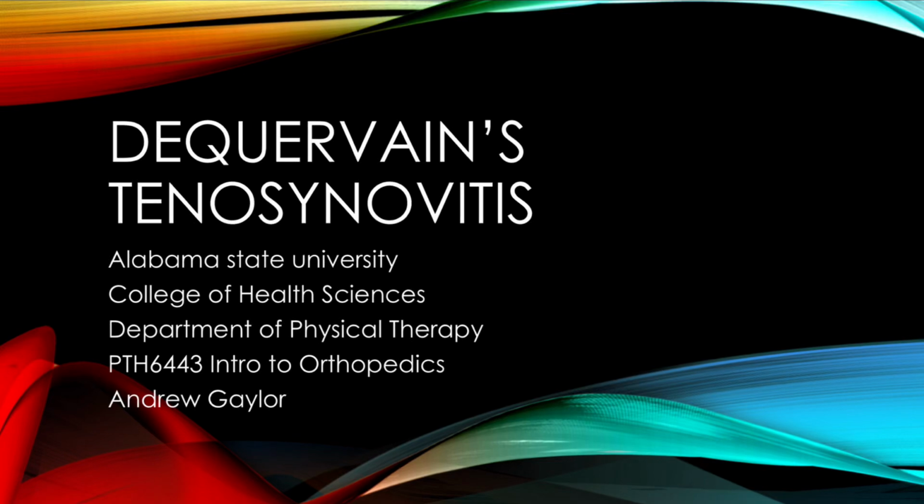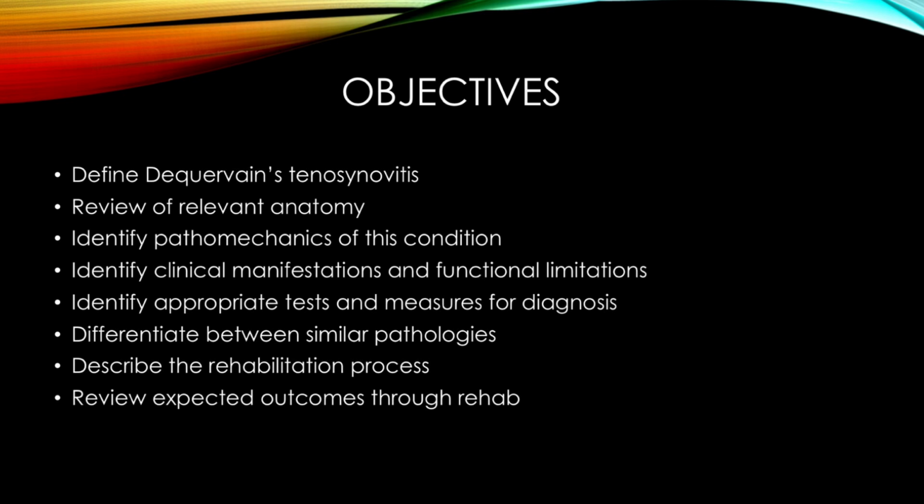So today I'm going to be talking about De Quervain's Tenosynovitis. I'm Andrew Gaylor. Today we're going to define what De Quervain's is, review relevant anatomy, identify pathomechanics of the condition, identify clinical manifestation and functional limitations, identify appropriate tests and measures for diagnosis, differentiate between similar pathologies, describe the rehab process, and review expected outcomes.